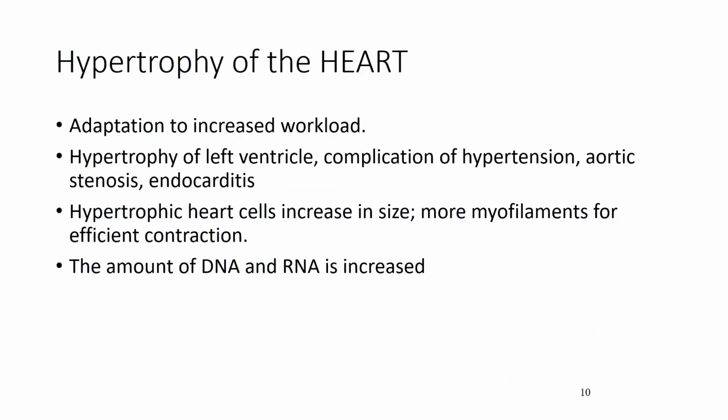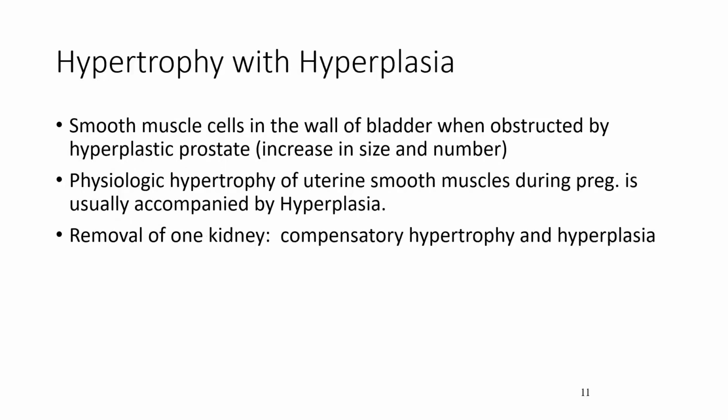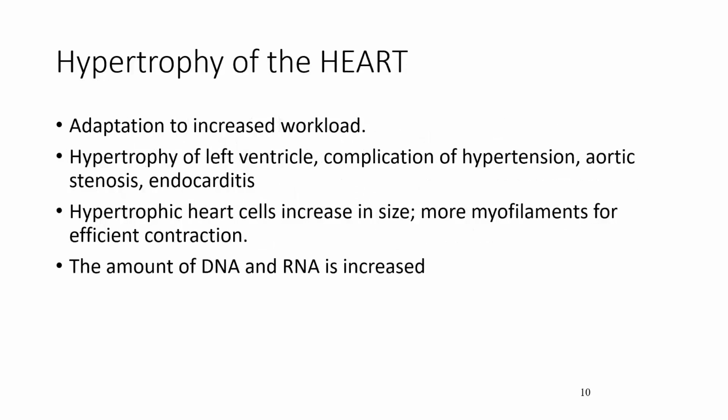So hypertrophy of the heart is an adaptation to increased workload. Hypertrophy of the left ventricle is a complication of hypertension or high blood pressure, aortic stenosis or the narrowing of the artery, and endocarditis, which is inflammation of the surrounding of the heart. Hypertrophic heart cells increase in size because more myofilaments are inside of them, and they have efficient contraction when you have more myofilaments. The amount of DNA and RNA is increased as well.